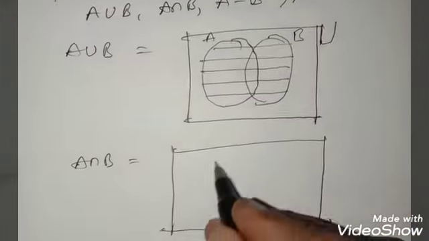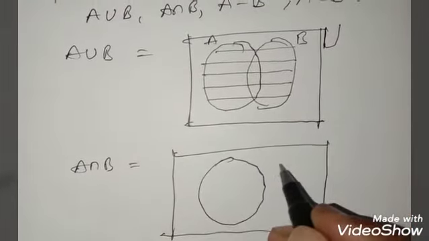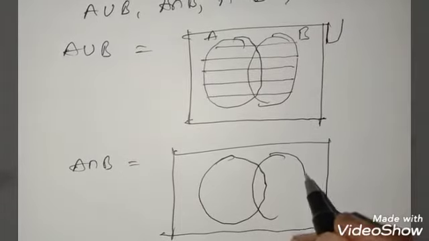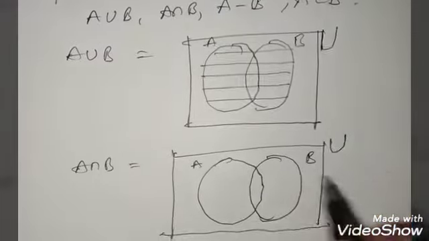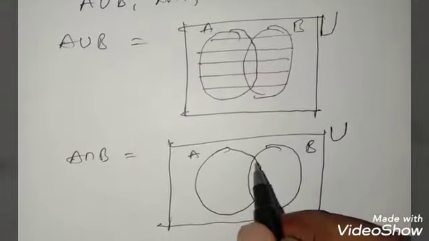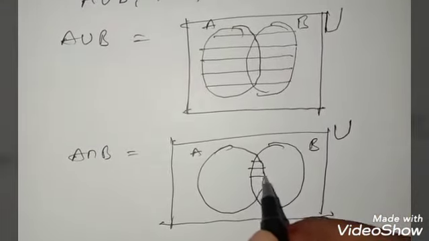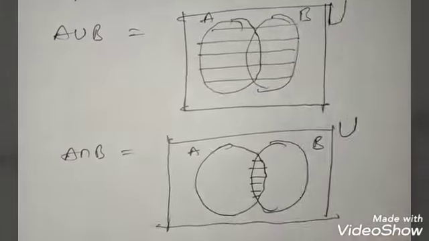Now the next one, A intersection B, right? A intersection B is nothing but the common values among the two sets. If I take this as set A and set B, and this is the universal set, the common part among these two sets is this one. This is my A intersection B.